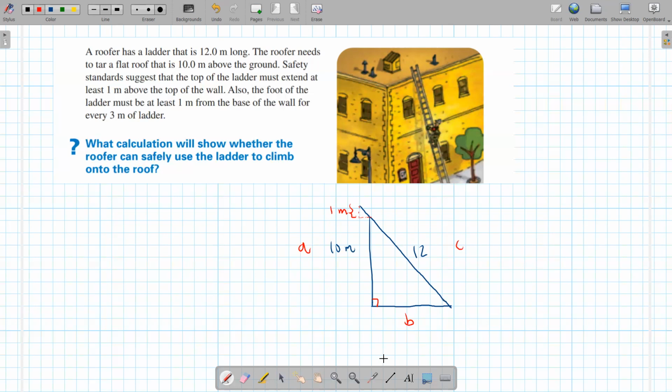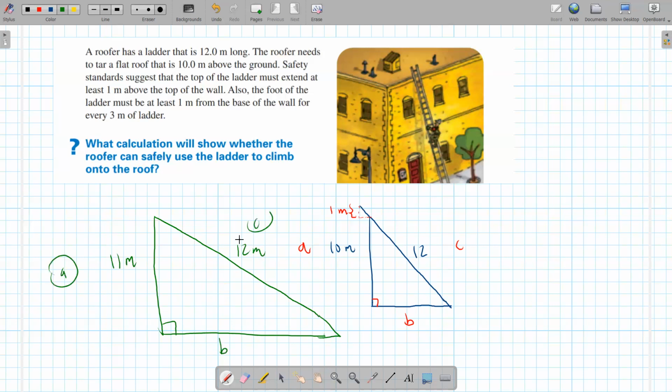So again, we're going to use the Pythagoras theorem, all right? What we can do is combine these two triangles to get a better B value. This ladder needs to be 1 meter above the top of the building, so we can say the ladder needs to go all the way 11 meters high, okay? And the ladder is 12 meters long. We're trying to find B. This is A, this is C. Pythagoras theorem tells us A squared plus B squared equals C squared. So in this equation, how do we solve for B?